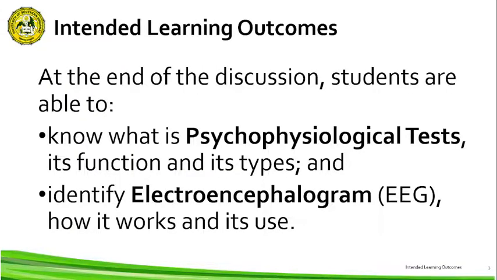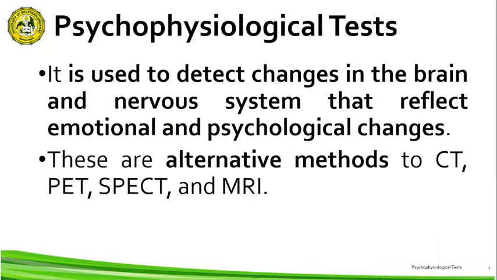So these are the intended learning outcomes. At the end of the discussion, students should be able to, number one, know what a psychophysiological test is, its function and its types, and identify electroencephalogram or the EEG and how it works and its uses. So now let's go to our discussion.